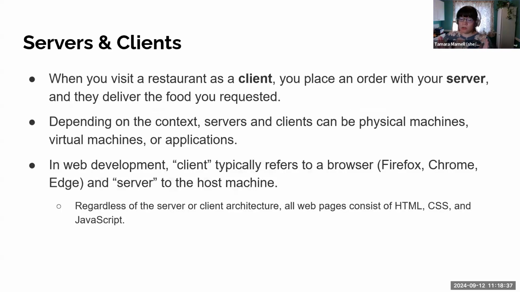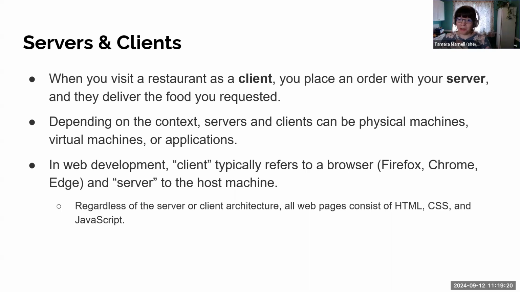So we use the term server and client to simply designate who's providing the information and who's getting the information. The basic English usage of these words, the colloquial example, is when you visit a restaurant as a client, you place an order with your server and they deliver the food you requested. So it doesn't necessarily mean a machine in a big farm with lots of intimidating blinking lights, although those images are very cool. A server can be a wide variety of things. It can be a physical machine. Literally, your computer can be a server.